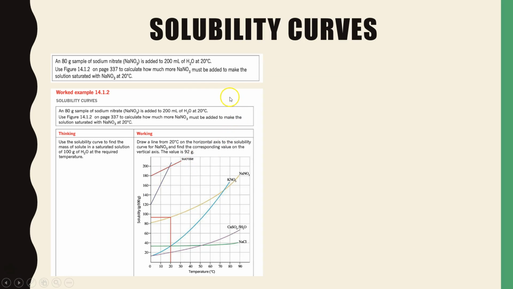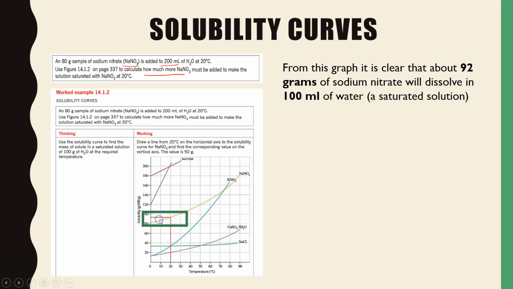Let's do another example calculation. We have an 80-gram sample of sodium nitrate, and that's added to 200 mL of H2O at 20 degrees Celsius. Let's use this figure to help us calculate how much more sodium nitrate can be added to make the solution saturated at 20 degrees Celsius. First of all, we rule the line at 20 degrees Celsius up to the curve, and we can see that around 92 grams of sodium nitrate will dissolve in 100 mL or 100 grams. You can use these interchangeably for water. For water, 1 gram is equal to 1 mL, therefore 100 mL is equal to 100 grams. Only for water is this true.